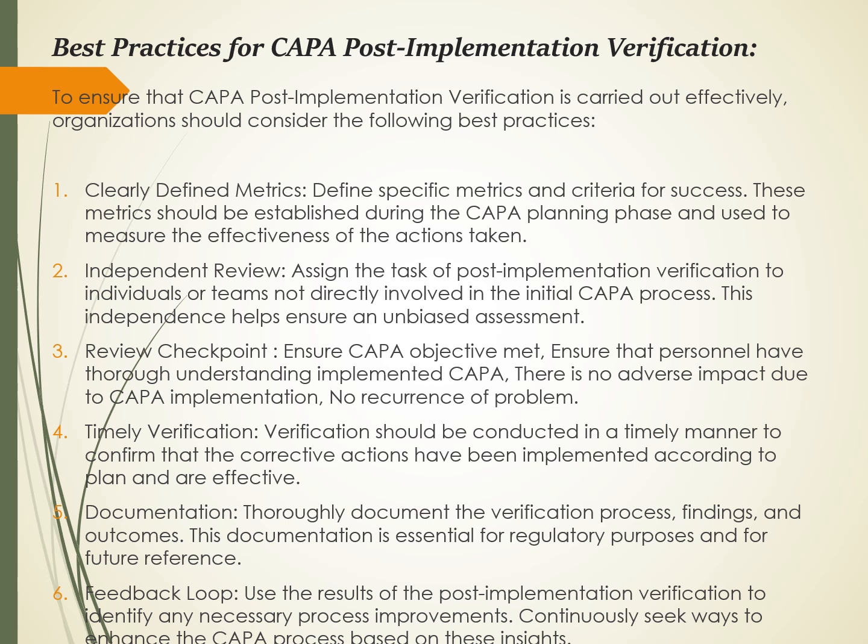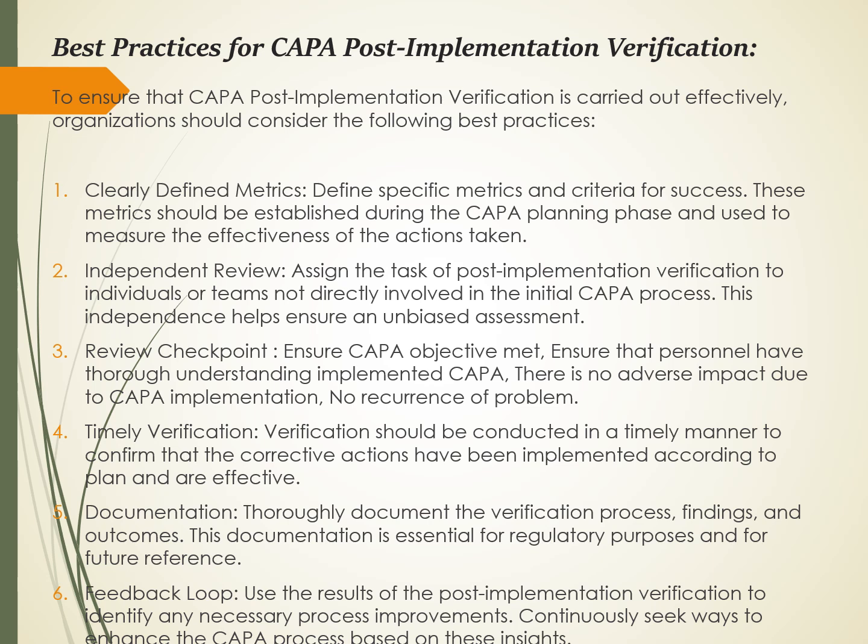Clearly defined metrics. Define specific metrics and criteria for success. These metrics should be established during the CAPA planning phase and used to measure the effectiveness of the actions taken. Very important step, that is step 2, independent review. Assign the task of post-implementation verification to the individual or team not directly involved in the initial CAPA process. This independent review helps ensure an unbiased assessment.